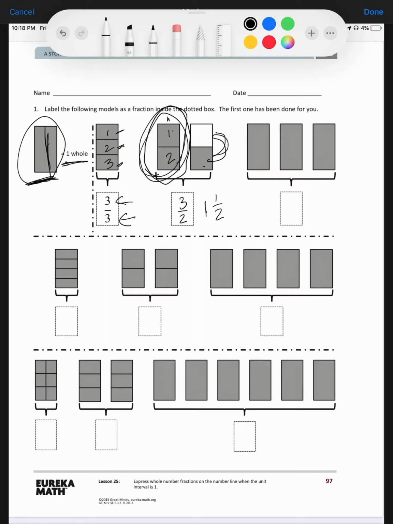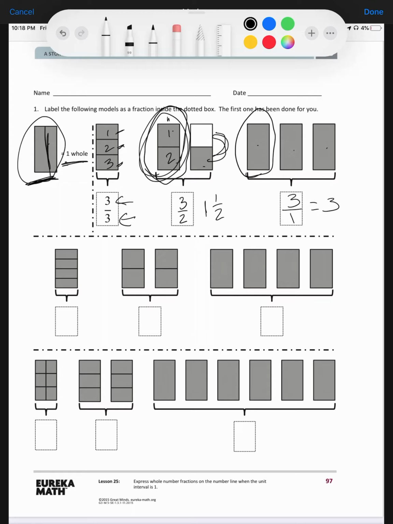How many pieces is one whole broken into for this one? Well, it's not broken into any pieces, so it's over 1. How many whole pieces do we have? 1, 2, 3. 3 whole pieces are shaded. 3/1, which is also equal to 3 whole. 3/1 equals 3. Let's look at the next one.